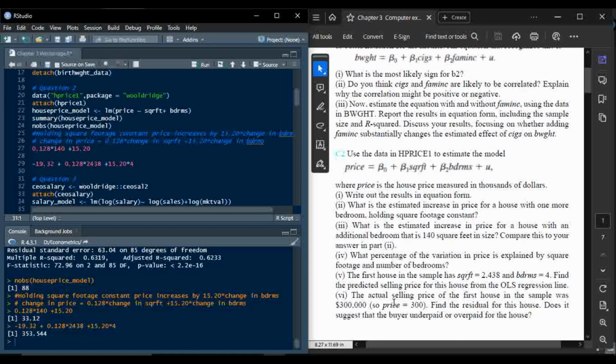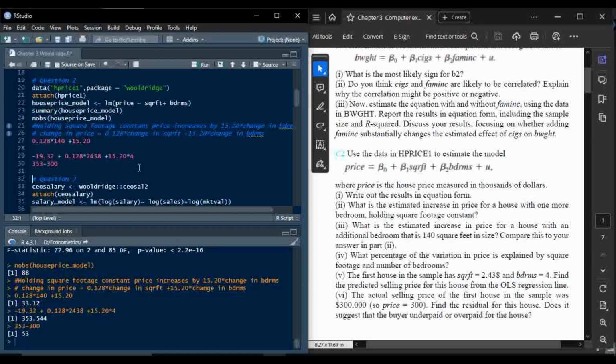Now let's look at the sixth question. The sixth question says the actual selling price of the first house in the sample was $300,000, so price equals 300. Find the residual for this house. Does it suggest that the buyer underpaid or overpaid for the house? The predicted selling price for the first house from the above equation is 353. So the actual selling price 300 minus 353 gives a residual of minus $53,000.